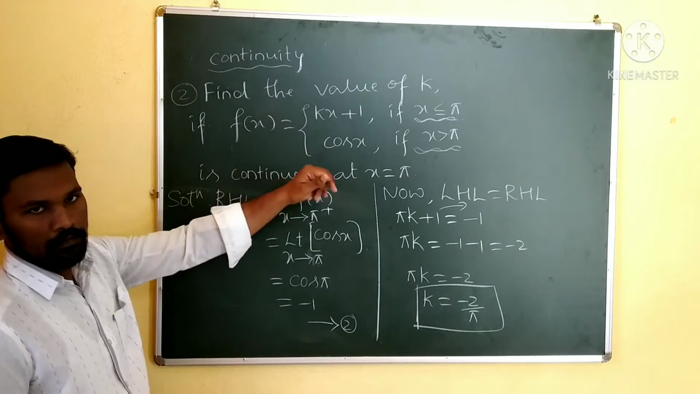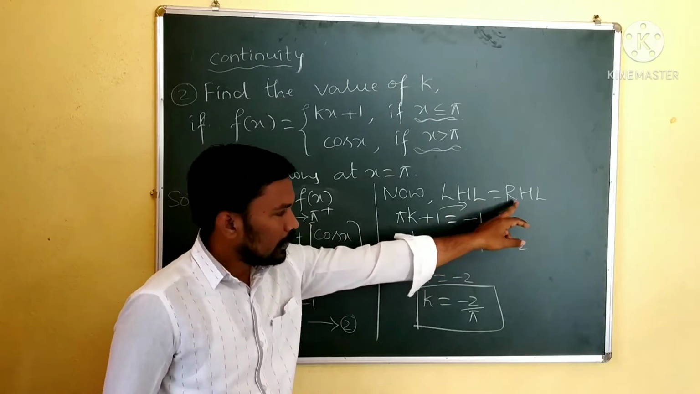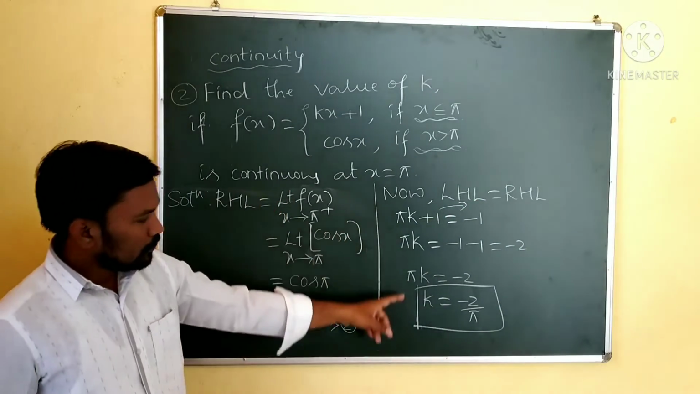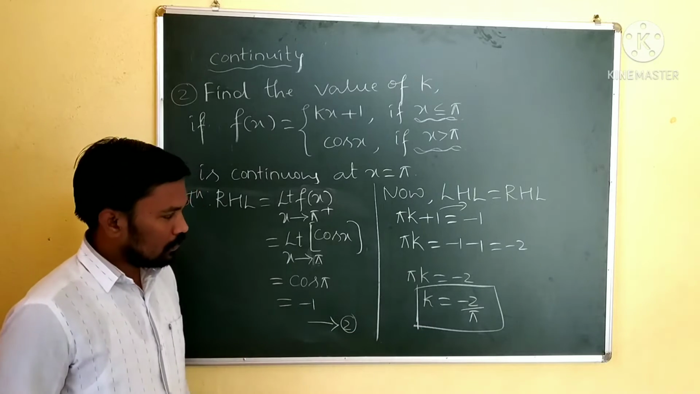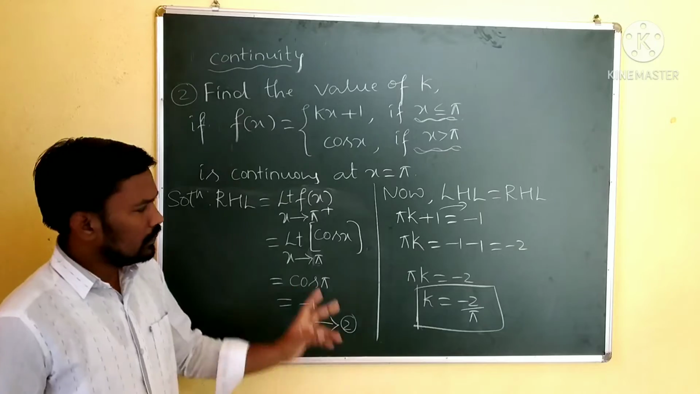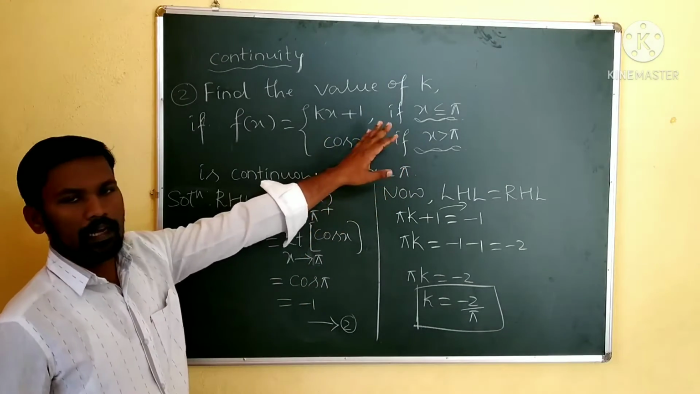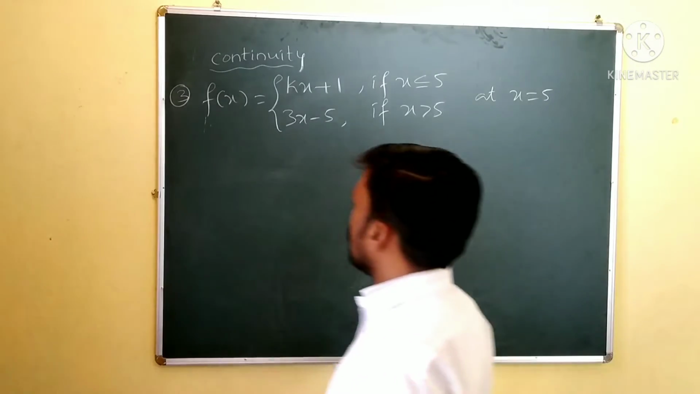Calculate the left hand limit value and right hand limit value, equate the left hand limit and right hand limit values, and do the simplification. We will have the k value. K is equal to minus 2 divided by pi, which is the required value of k. So in this case, it is not necessary to calculate the value of the function.